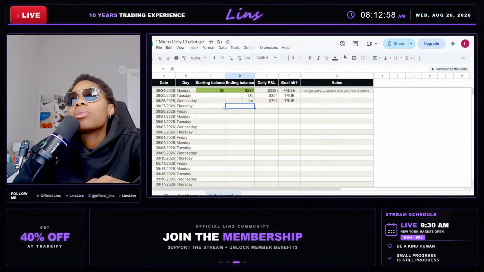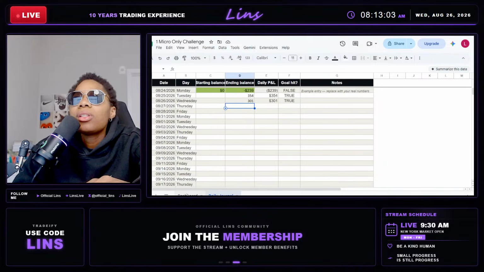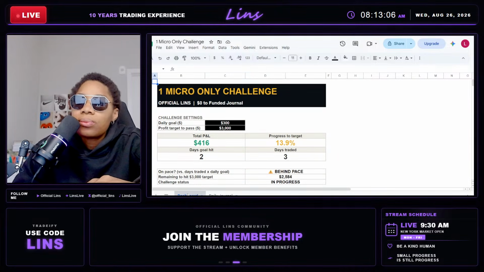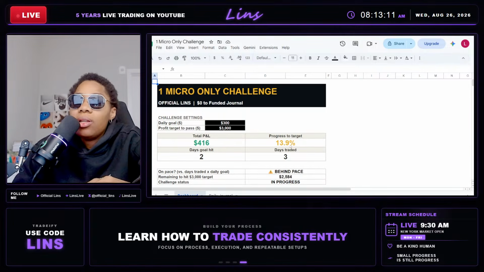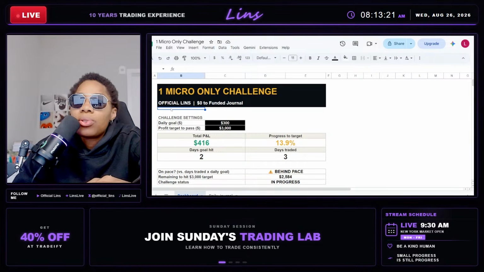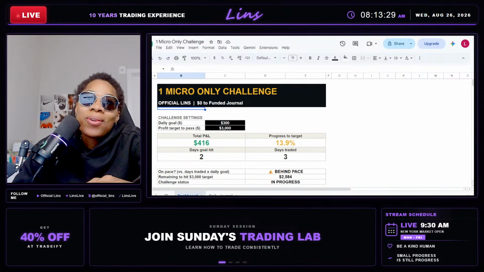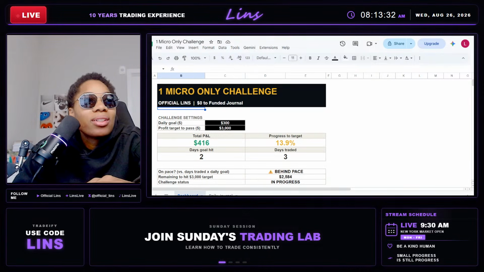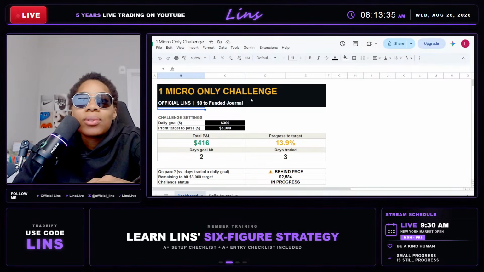So we only hit the goal 2 days. The goal is 300 because 300 points is a lot. As you can see here, we're up 416 like you guys just saw. 13% to the goal. We hit the target 2 out of the 3 days. Now, obviously, if we were sizing higher, we'd be halfway there right now. Crazy to say, but if we did regular sizing, we'd be halfway done with this challenge in 3 days.